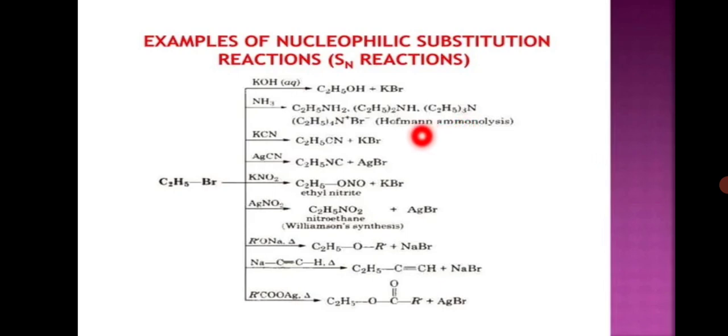Interestingly, this reaction doesn't stop even at this stage. It reacts with one more mole of ammonia and results in the formation of a salt, and that reaction is called ammonolysis. It is called tetraethyl ammonium bromide. So this salt also forms, and that particular reaction is called ammonolysis. Generally these reactions are called ammonolysis.